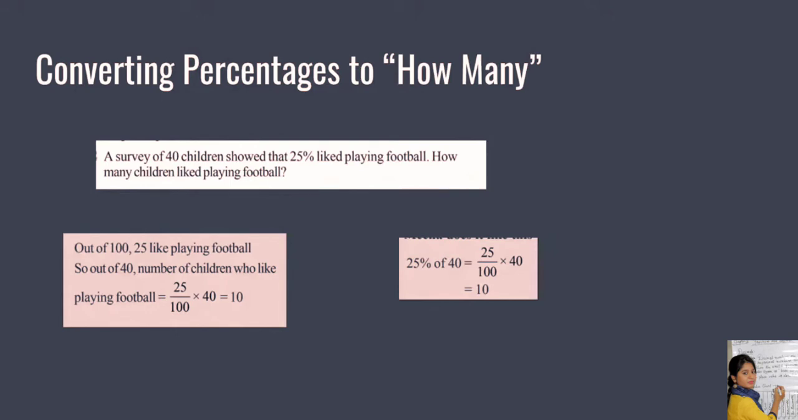Like we have out of 100, 25 like playing football. Okay, so we need to find for 40. We will write out of 40, the number of children who like playing football will be 25 upon 100 into 40. Right, we have used the unitary method and the result is 10. Now look at this method. 25% of 40 will be equal to 25 upon 100 into 40. In both the cases, the result is 10.